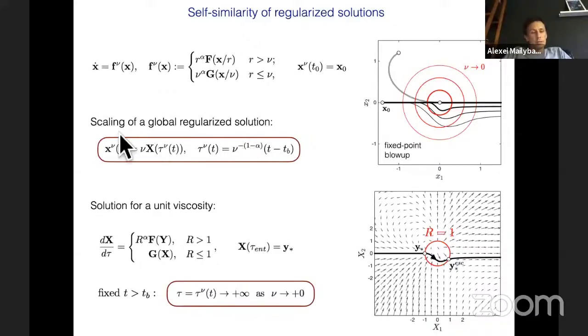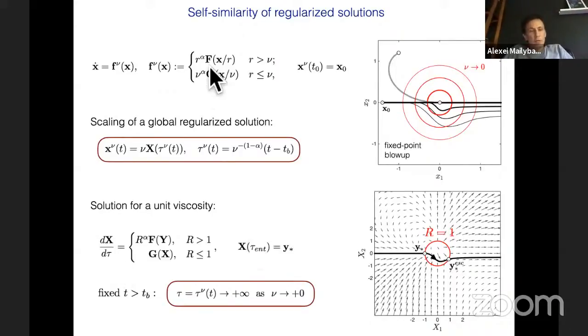By doing this substitution, you reduce this original system to a system of this kind, and this system does not have nu at all. So this is a good part. This system has no nu, doesn't have a small parameter anymore, and the small parameter is only in a relation between tau and t. So the small parameter which we want to send to 0 is in a relation between tau and t.